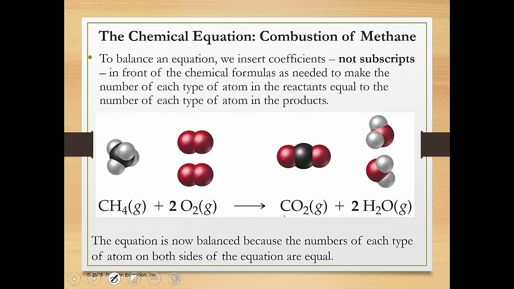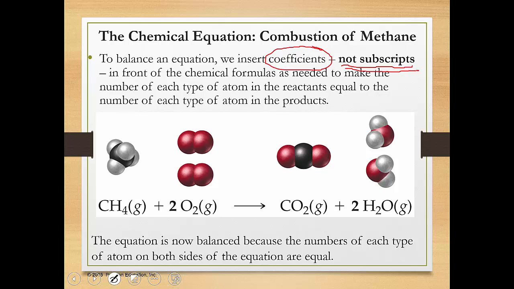Now, to balance the equation, we have to be careful about how we do it. We are going to insert coefficients, which are numbers that come before the atom or molecule, not subscripts. Remember, the subscripts are telling us the number of each type of atom within a molecule. If we change the subscript, we are changing the very basic chemical nature of that compound. And we don't want to do that. We're not changing the compound. We just want to change the number of them that we have. So that's what we indicate with the coefficient.